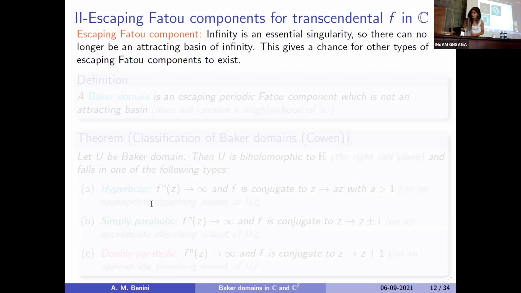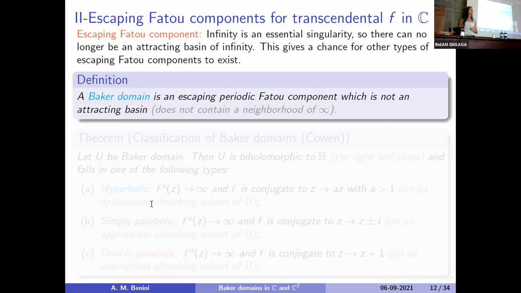So, what happens for transcendental functions? For transcendental functions, the only true difference is that now infinity is an essential singularity. So all of a sudden, you cannot have a neighborhood of infinity that is mapped into itself with everybody inside converging to infinity. Picard's theorem tells you that no matter how small a neighborhood of infinity you take, it maps over the entire complex plane, possibly minus one exceptional point. So really interesting dynamics sneaks in all the way to infinity, and a whole new range of possibilities opens up for escaping Fatou components.